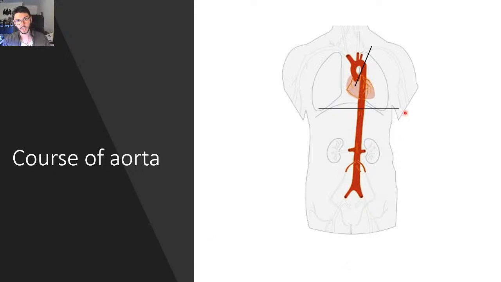When we move on, we have the next part, which is the thoracic aorta. That goes from the descending part of the aorta all the way to the diaphragm. From the diaphragm to the branching into the common iliacs, we have the abdominal aorta. And this is just me labeling them here.